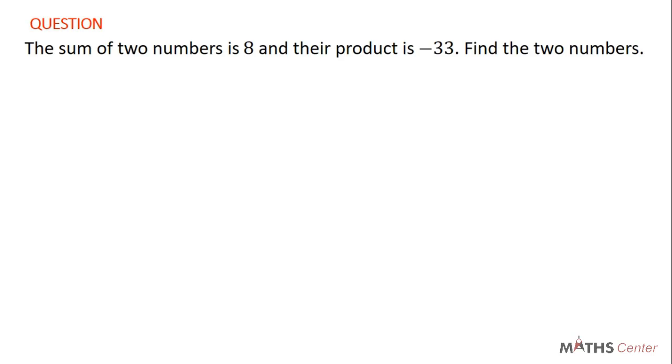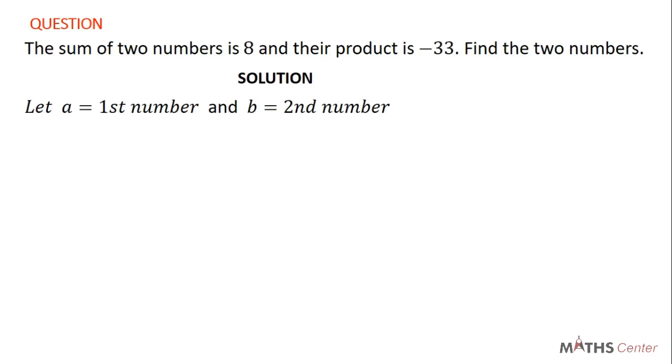The sum of two numbers is 8 and their product is negative 33. Find the two numbers. Once again, the aim for this question is to find two numbers that we do not know. So what do we do? We are going to represent those two numbers by variables. So I will say that A is equal to the first number and B is equal to the second number.